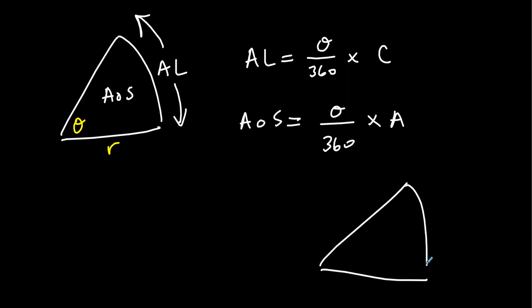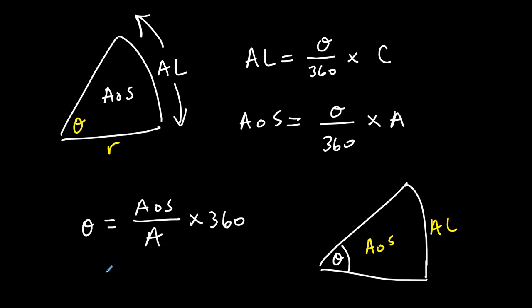And if you wanted to go the other way, so if you were given the arc length or the area of the sector this time, and then you wanted to find the central angle using that information, you can do that using these formulae. So to find the angle using the area of the sector, it would just be area of sector over area of circle times 360. And to do that using the arc length, it would just be arc length over circumference times 360. So this gives you the angle at the center.